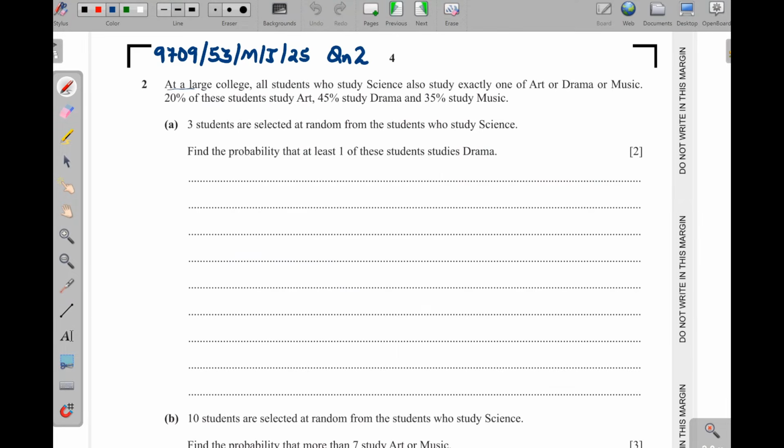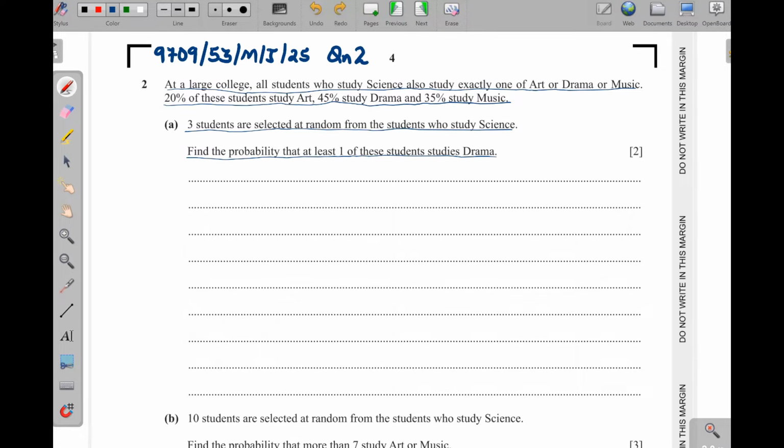Question number 2. At a large college, all students who study science also study exactly one of art or drama or music. 20% of these students study art, 45% study drama, and 35% study music. But 3 students are selected at random from the students who study science. Find the probability that at least one of these students studies drama.